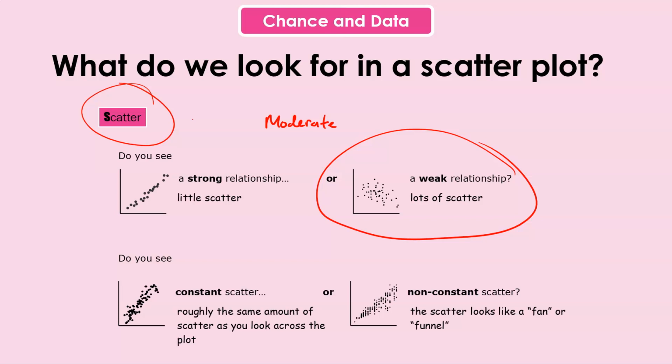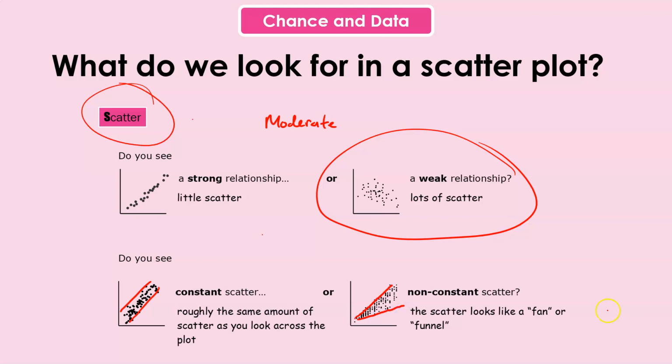The other thing is you could be looking at constant scatter or a fan or a funnel in non-constant scatter. So here we end up with values that fit a pattern all the way along. There's an even spread. Here in this graph you can see it's quite tightly, that there's less scatter at the bottom, but as it goes out, it fans out like this.